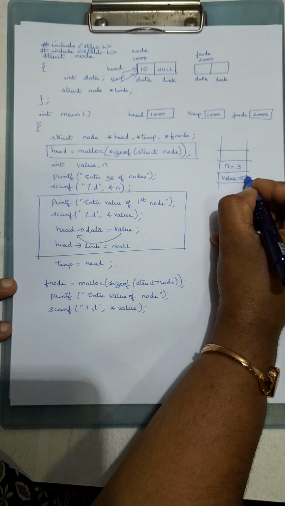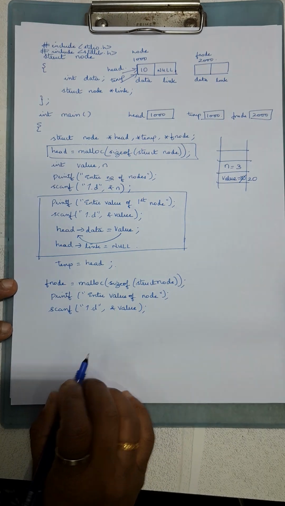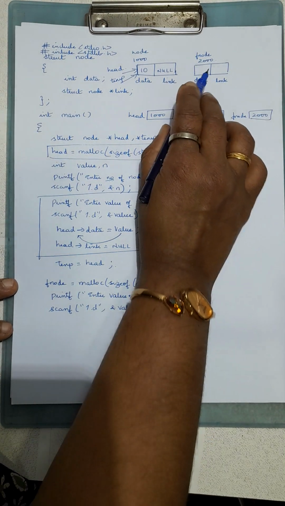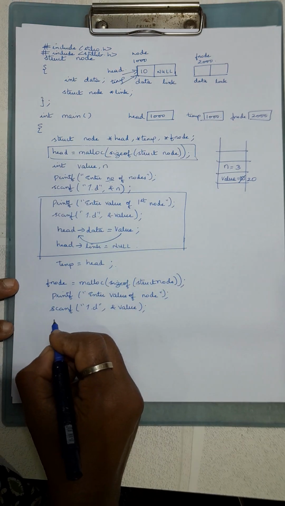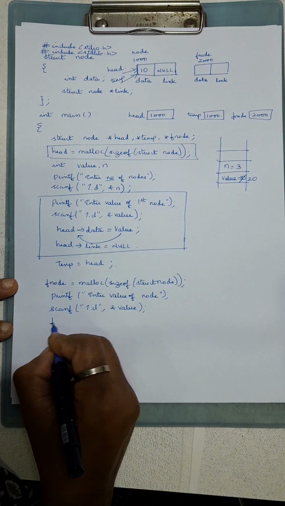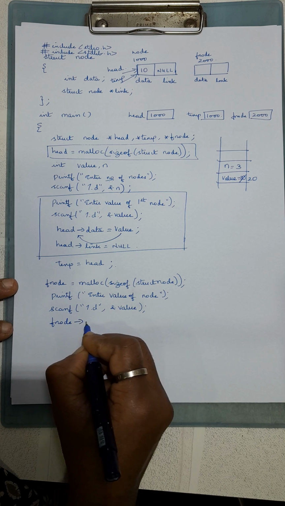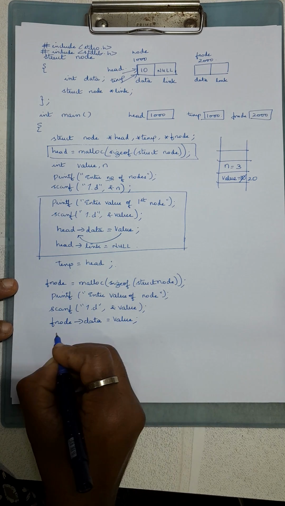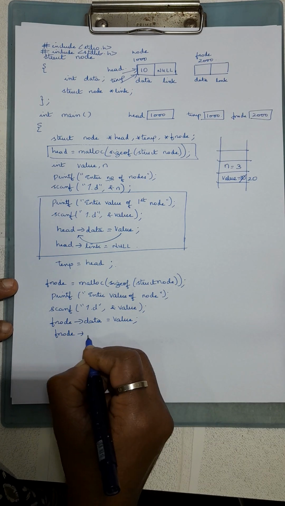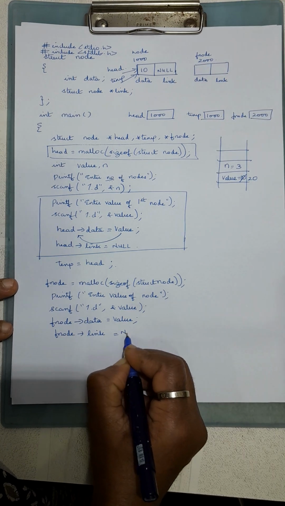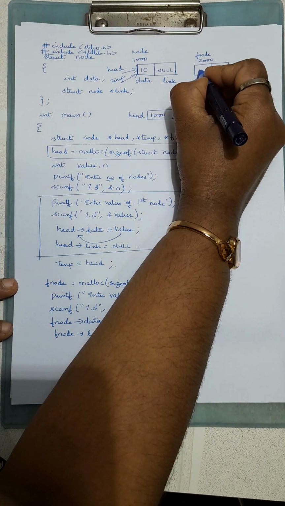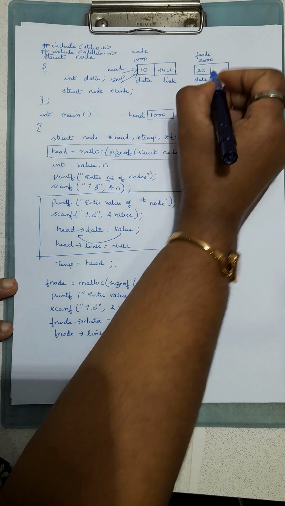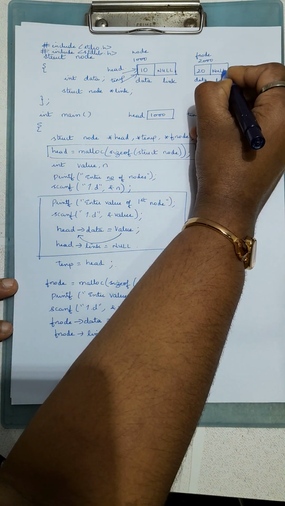Okay, now suppose the value is 20, the value of 10 will be replaced by 20. So where should I store it? The value 20 should be stored in the second node. What is the name of the node? F node. F node pointing to data part using the arrow operator is equal to value. Then F node pointing to link is equal to null. You understood? So F node pointing to data, I'm copying the value variable content, then link is equal to null.